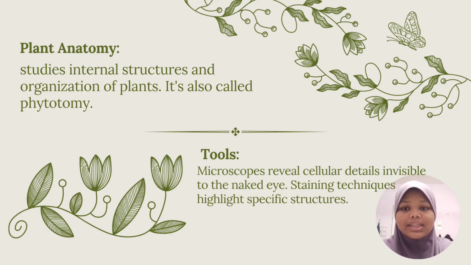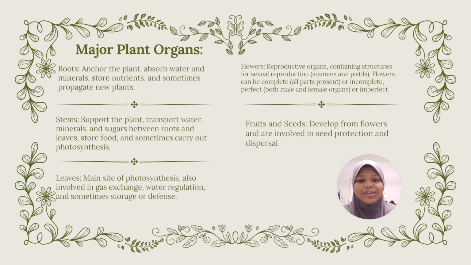Plant anatomy is the study of the internal structure and organization of plants. Here I divide the major plant organs into five, which are roots, stem, leaf, flower reproduction organ, and fruit and seed. Roots anchor the plant, absorb water and minerals, store nutrients, and sometimes propagate the plant.